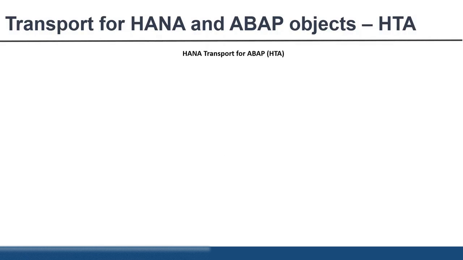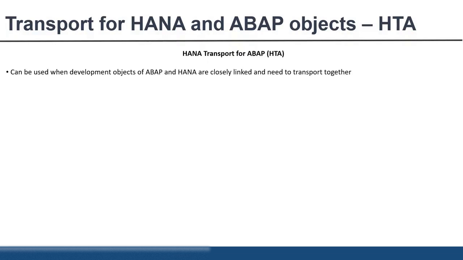So here you can see what is HTA and what are the features of HTA. HTA is HANA Transport for ABAP. HTA can be used for development objects of ABAP and HANA which are closely related to each other. For example, you have created a HANA object in which you have used an ABAP table. You have to select HANA packages and objects for transporting together with the corresponding ABAP object.